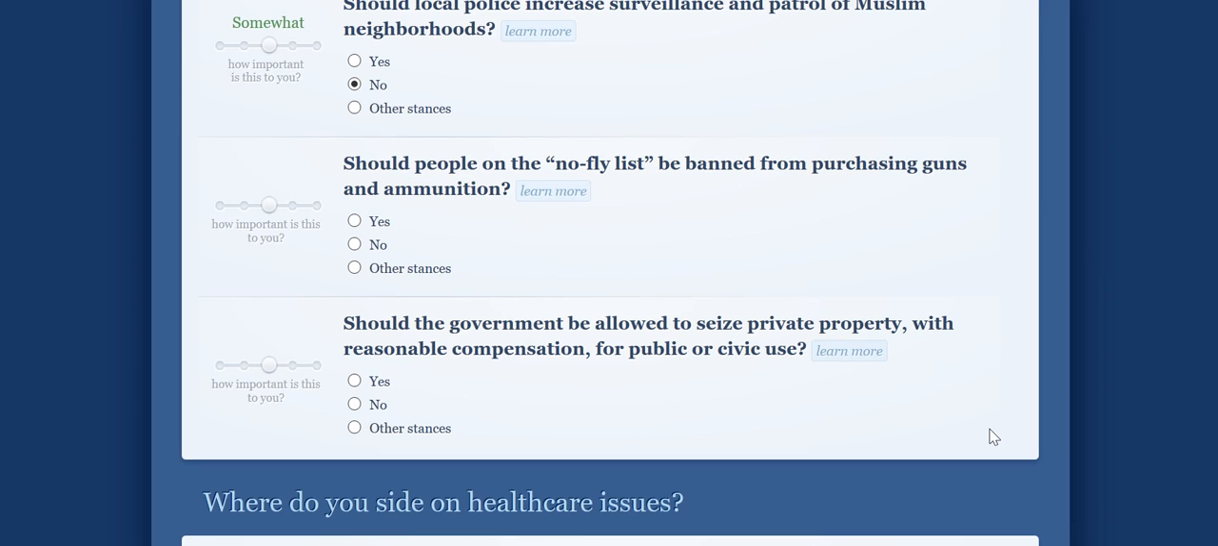Should the government be allowed to seize private property with a reasonable compensation for public or civic use? Yeah, I just knocked my microphone here. You guys still with me? This one I don't know the answer to either.